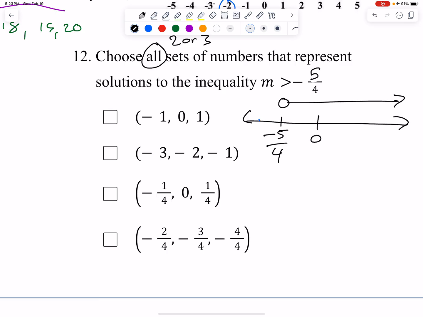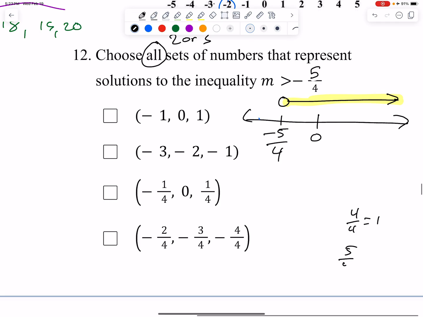It's still open and it still goes to the right. Okay, so let's see how this will change things now. If I have negative 5/4, notice my numerator is bigger. So this is technically over 1, right? It's more than 1 because 4/4 equals 1. So if I have 5/4, that means it's greater than 1. It's bigger. So that's negative 1 and change, okay? So let's try this again. Negative 1 technically is right there. That's negative 1, 0 is right there and 1 is right there. So this one does work. You see why I had to change it?